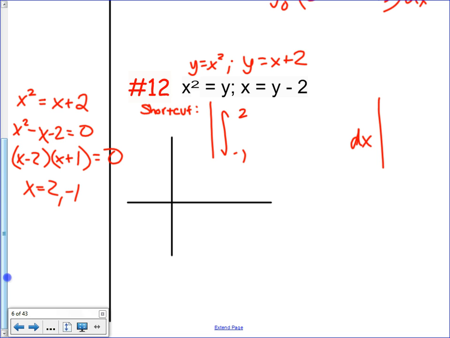Which one goes first? I don't care. Which one do you want? X squared. Sure. Done. Did I do something wrong?